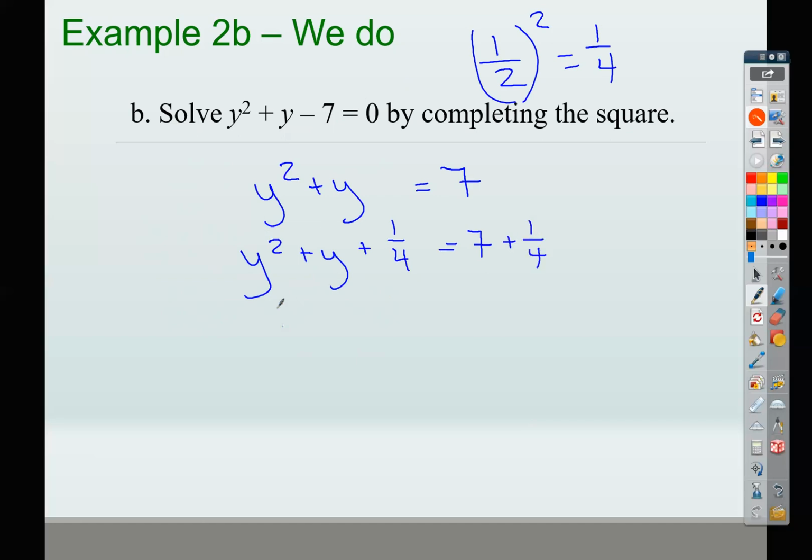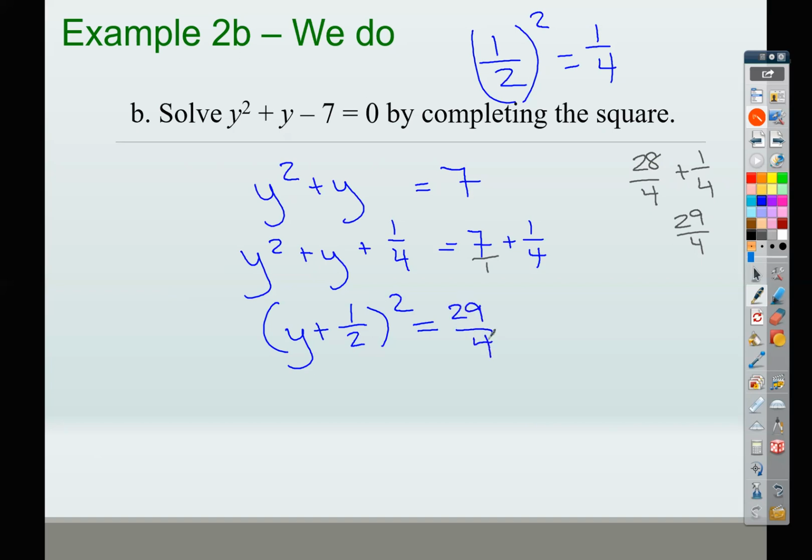I'm going to factor the left side. So I've got the square root of y squared, this sign, and the square root of 1/4, which is 1 over 2. And then you're going to add 7 and 1/4 together. So kind of like my scratch work over here. Okay, so 7, if I had to get like terms, that would be 28 over 4 plus 1 over 4. And again, I'm changing 7 over 1 to 28 over 4, so I can combine like terms. And we get 29 over 4. So that's kind of my scratch work for right there.